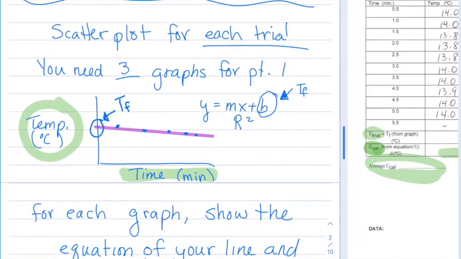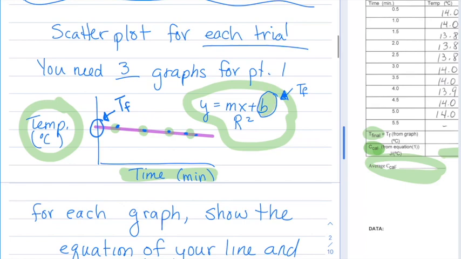All right, so then you're going to create this scatter plot, and just like we've done in the past, you are going to ask the computer to give you y equals mx plus b, your straight line, and your r squared. So this is called the trend line. You should be able to do it on Google Sheets, even if you don't have Excel. So what you're looking for, your TF, is this b right here.